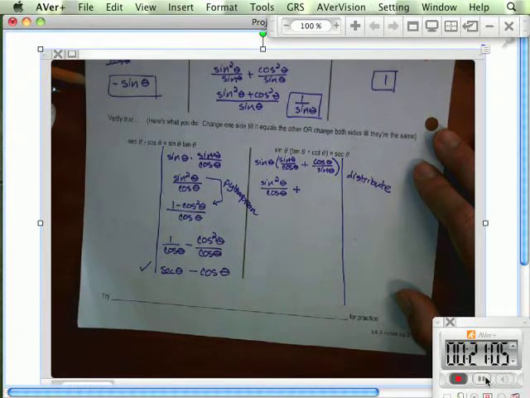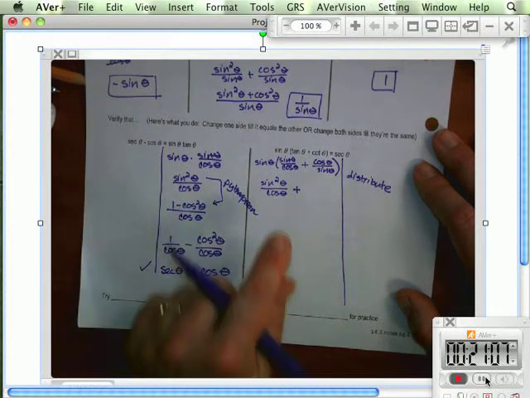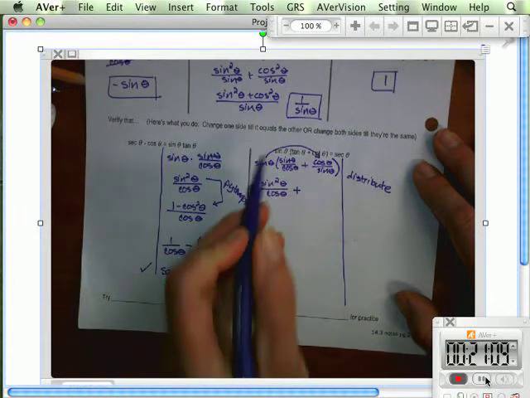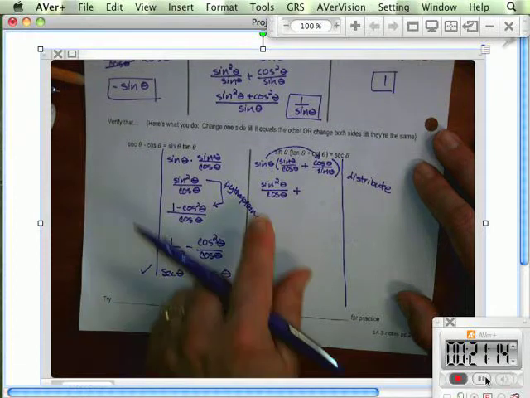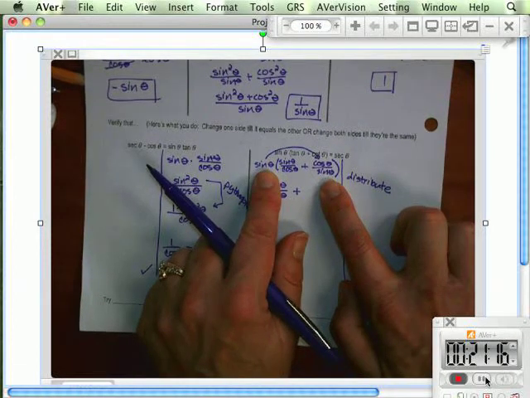I don't want to write this all out, so just watch what happens. When you do this times this, what are you left with? Cosine theta. Do you see that? When you do this times this, you're just left with cosine theta. Okay.